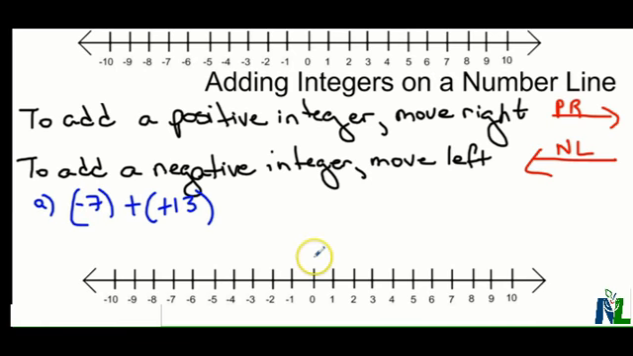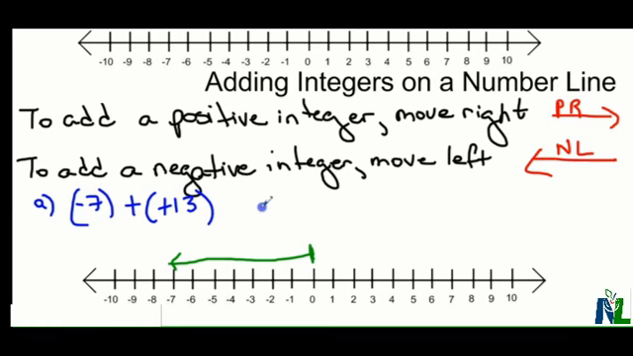So we want to start at 0. 0 is always going to be our starting point, and I'm going to mark that off. Now I need to go to -7, so that means I need to go to my first integer, and here it is, -7. Then I have modeled and gone to my first integer, and I'm going to add a positive.